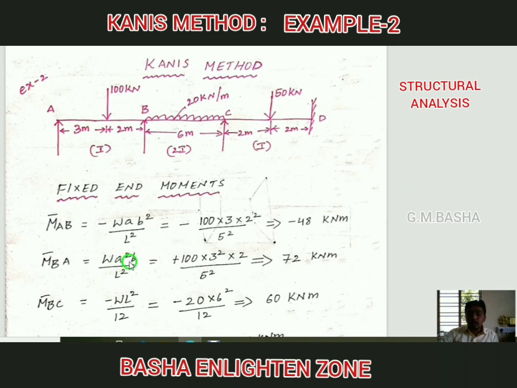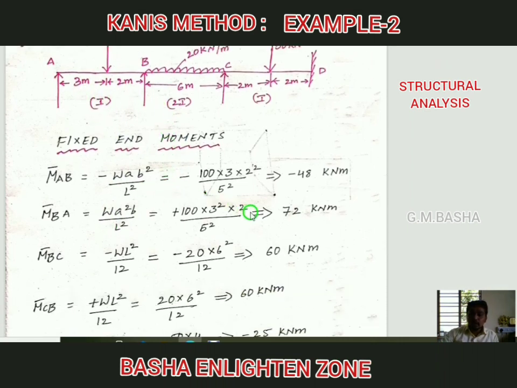Similarly, M bar BA, what is the formula? Plus W a square b by L square. Where W equal to 100, a will be 3, b will be 2 and L will be the total length of that span. Similarly, if you simplify by using your calculator, you will get 72 kilonewton meter.